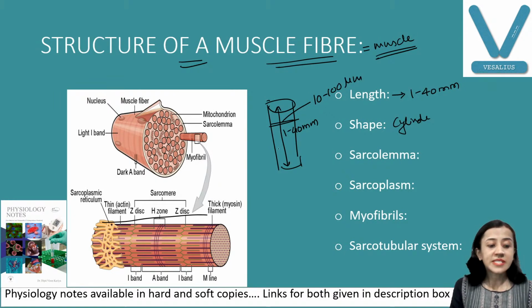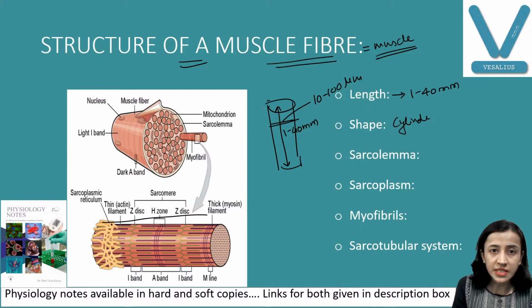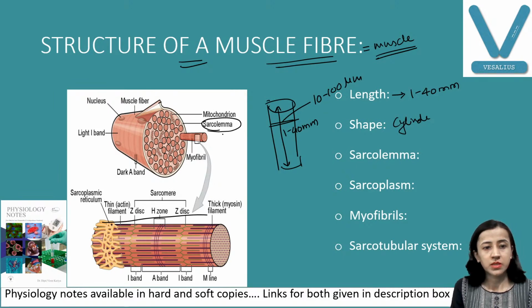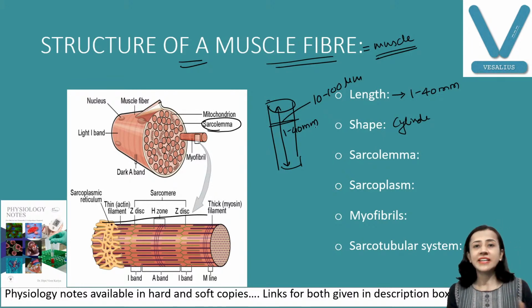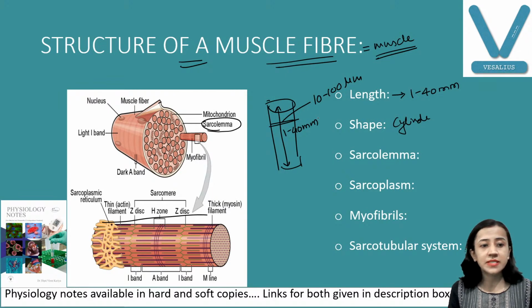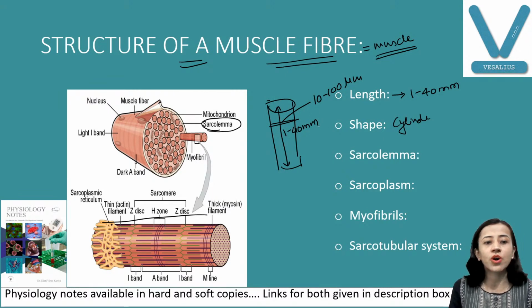Now, the cell membrane of the muscle fiber, you can see here, this is the cell membrane. This cell membrane is known as sarcolemma, the cell membrane of the skeletal muscle fiber. Then cytoplasm is known as sarcoplasm. Another important thing: because skeletal muscle is a cell, like other cells, the skeletal muscle cell also has all the organelles, like Golgi apparatus, nucleus, mitochondria.